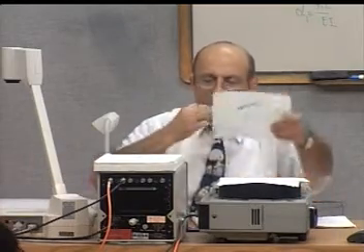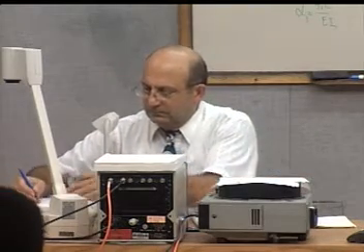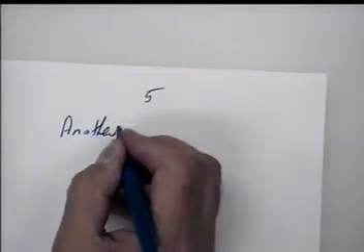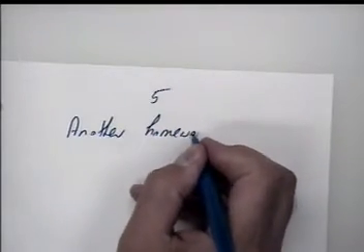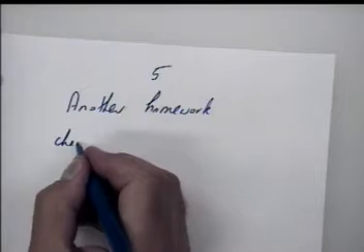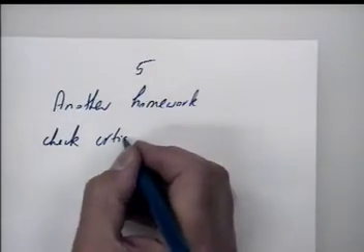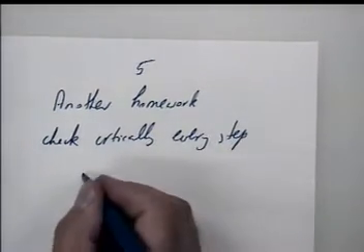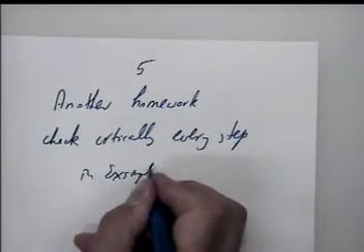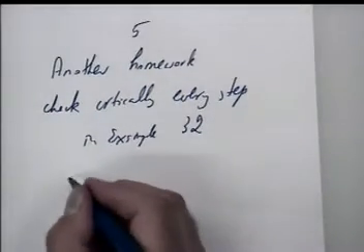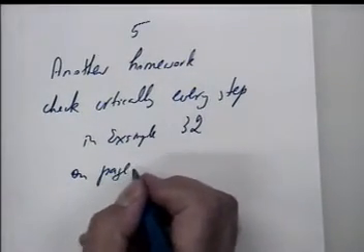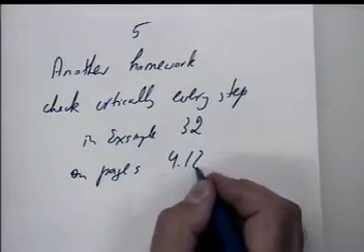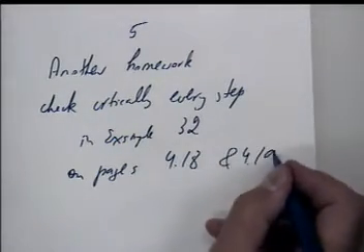Now, another homework will be 4 and 5. Check critically every step in example 32 on pages 418 and 419.